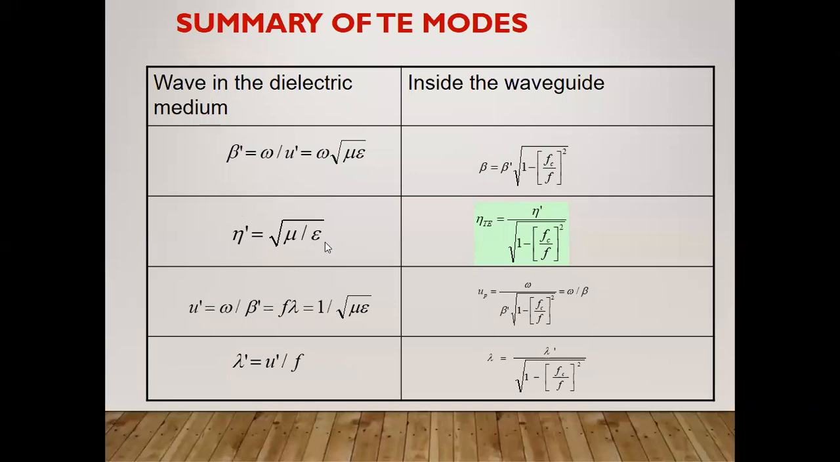Intrinsic impedance, how we can calculate it in this section, how we can calculate it for the TE modes. Similarly, the velocity of propagation, or velocity of light, you can calculate in the dielectric medium, and how it is possible to calculate in the waveguide, we can observe easily. And the last parameter is the wavelength, which is also possible to measure in the dielectric medium as well as the waveguides.